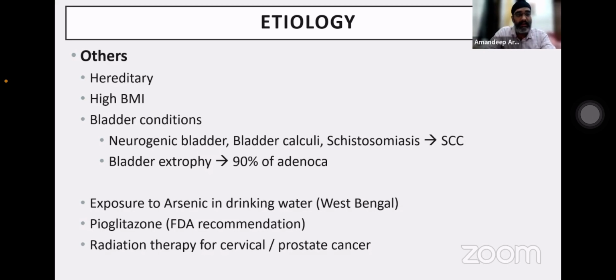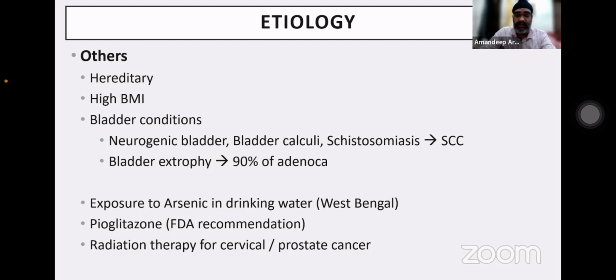We have hereditary etiologies. Your patients with hereditary bladder cancer may be younger than those seventh and eighth decades that we saw in the epidemiology. High BMI: high BMI and obesity have been a factor for a lot of cancers. Other bladder conditions, some benign bladder conditions like neurogenic bladder, calculi, schistosomiasis, not very common in our country. But these conditions which irritate the bladder lead to squamous cell cancer of the bladder and not usually urothelial cancer.